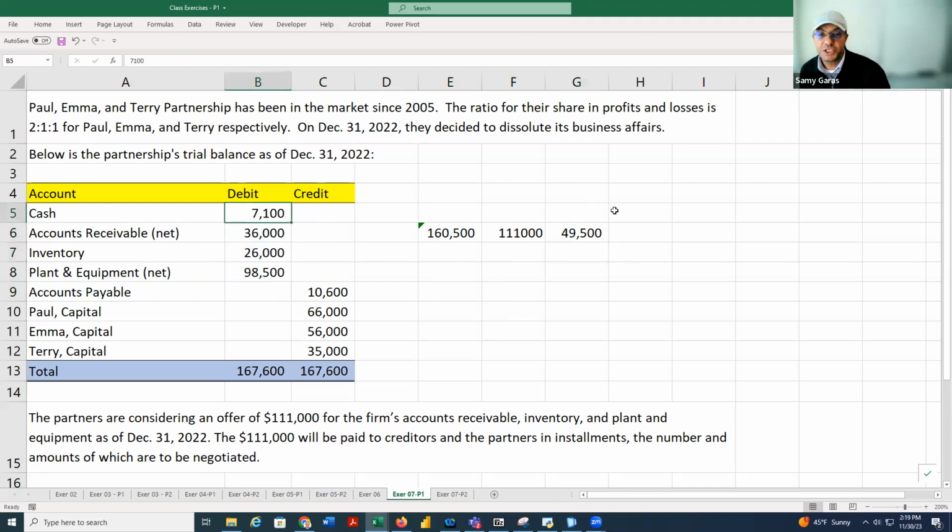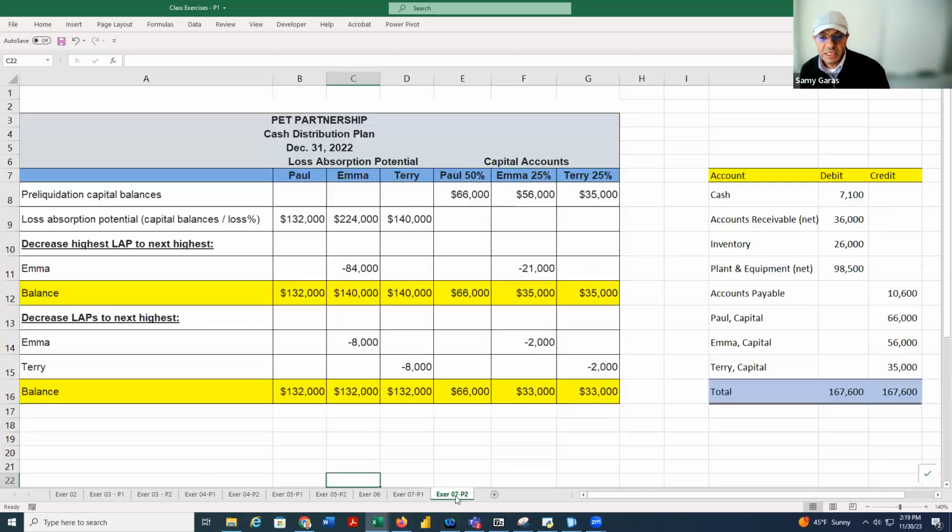And now I have cash 7,100. And we already have cash here from the sale, 111,000. So the total amount of cash will be 118,100. What does he need in this example? We need to do the cash distribution plan.